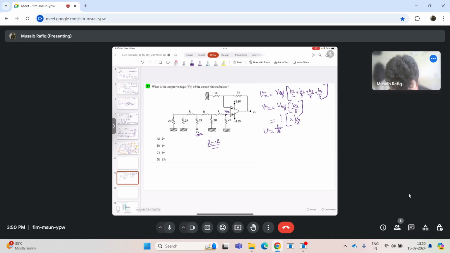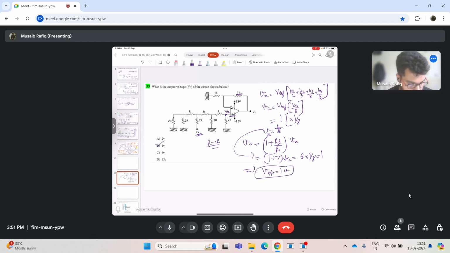Now Vz is given. Your output voltage is simply equal to the gain, since it's connected to the non-inverting pin, so it is 1 plus Rf by R1 times Vz. So Rf is 7, R1 is 1, so it is 1 plus 7 times Vz, so it is 8 times 1 by 8. That implies V output is equal to 1 volt. Option B is the correct answer.